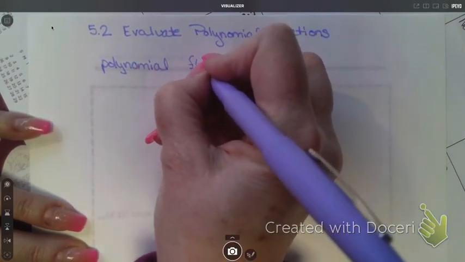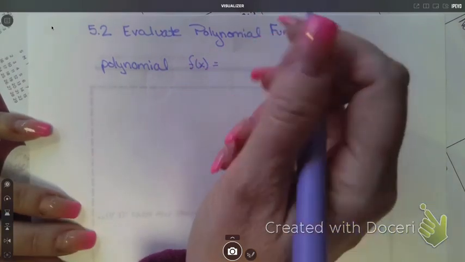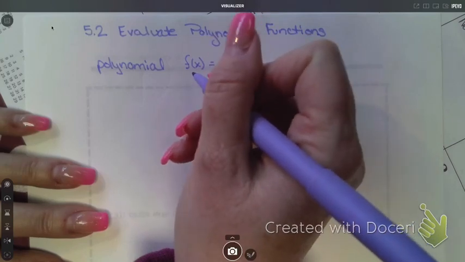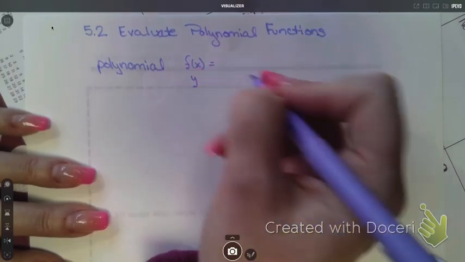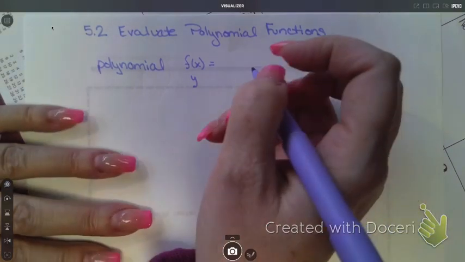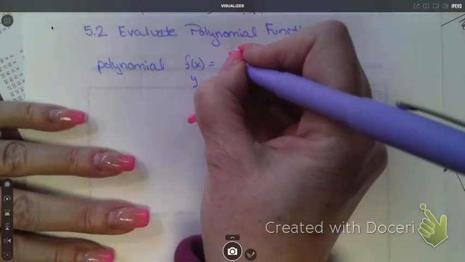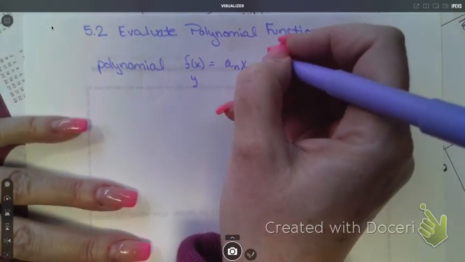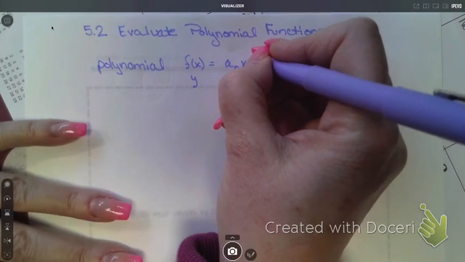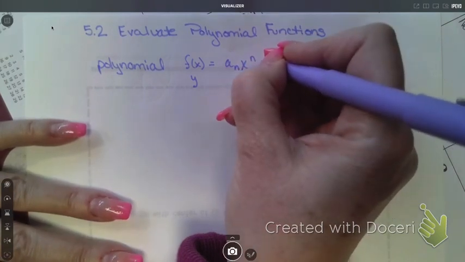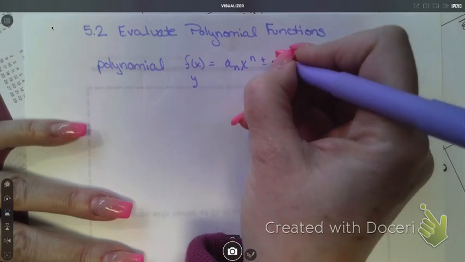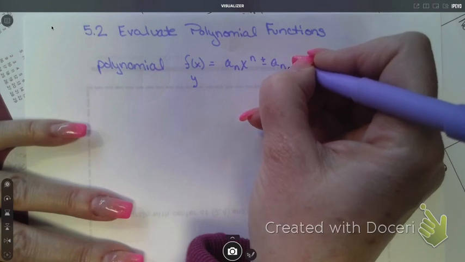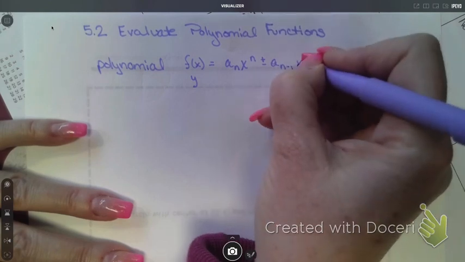We have a function, so we call it f of x, g of x, h of x, anything like that. It's a function of x. F of x is just like saying y. Okay. A polynomial has coefficients and variables. And then we add or subtract. And we have another coefficient. And then we have another variable. Oh, n minus 1. And then we have x minus 1.